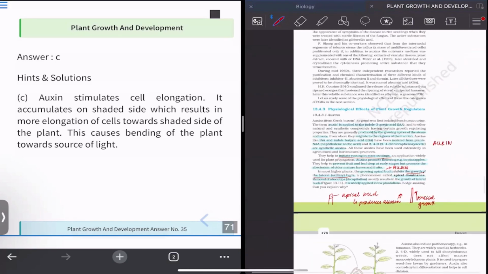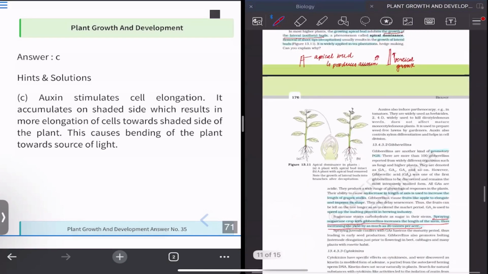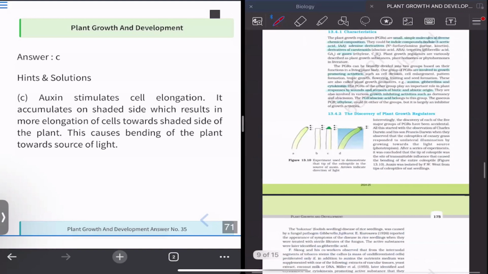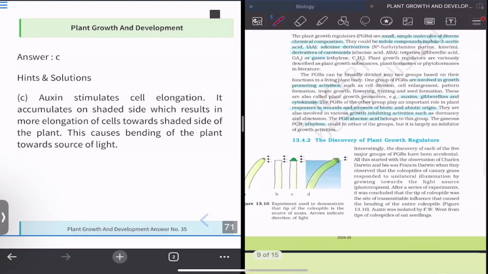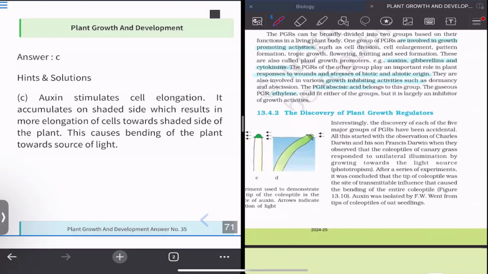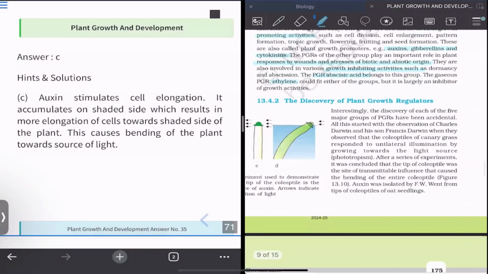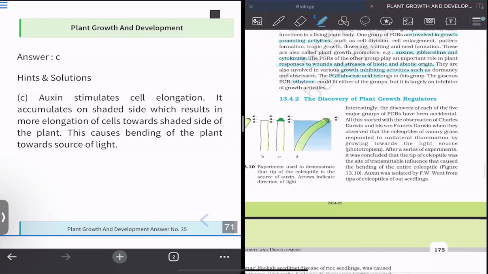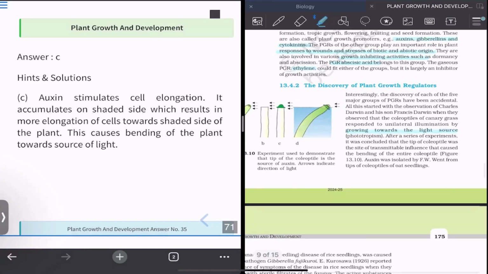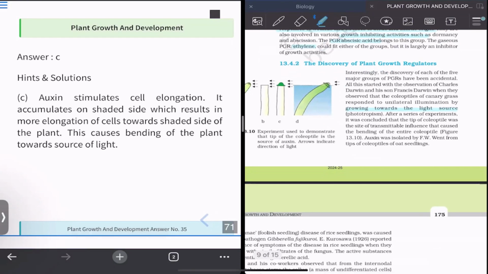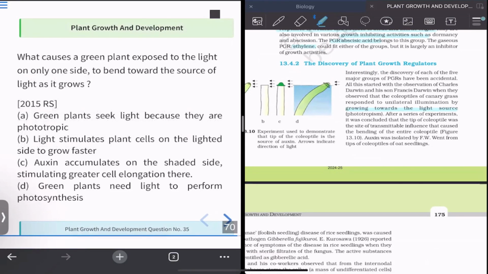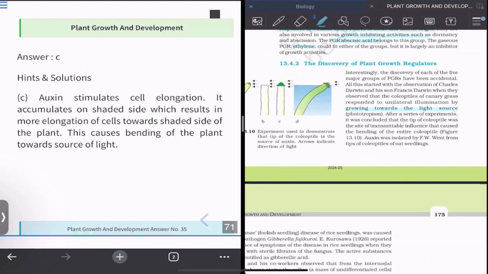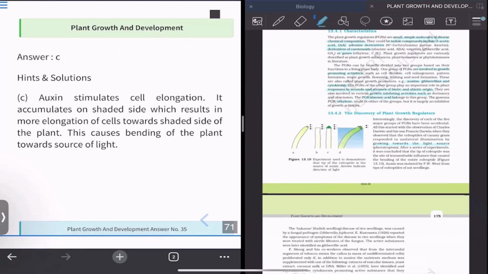So it was observed by whom? It was observed by Charles Darwin and his son Francis Darwin, when they observed that the coleoptiles of canary grass responded to unilateral illumination by growing towards the light source. And this right here is due to the function of auxin. So with this, we are done with our questions for the chapter plant growth and development. Thank you.